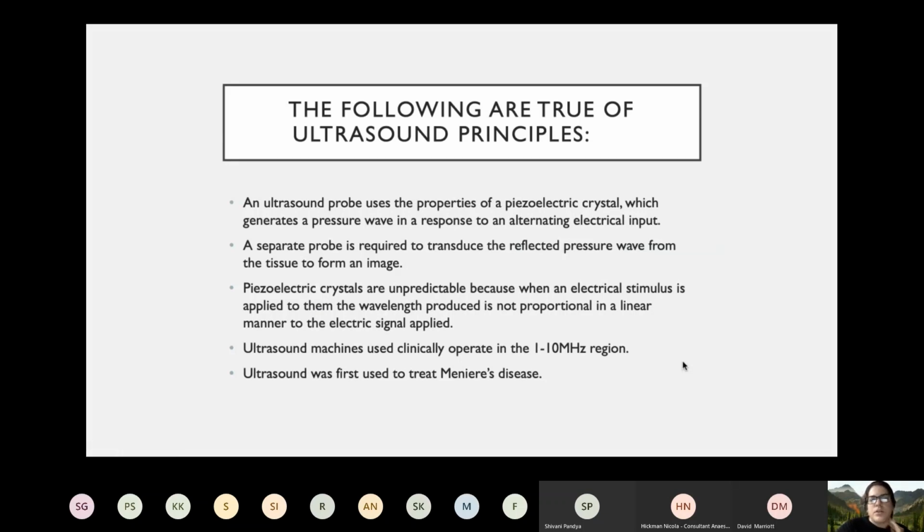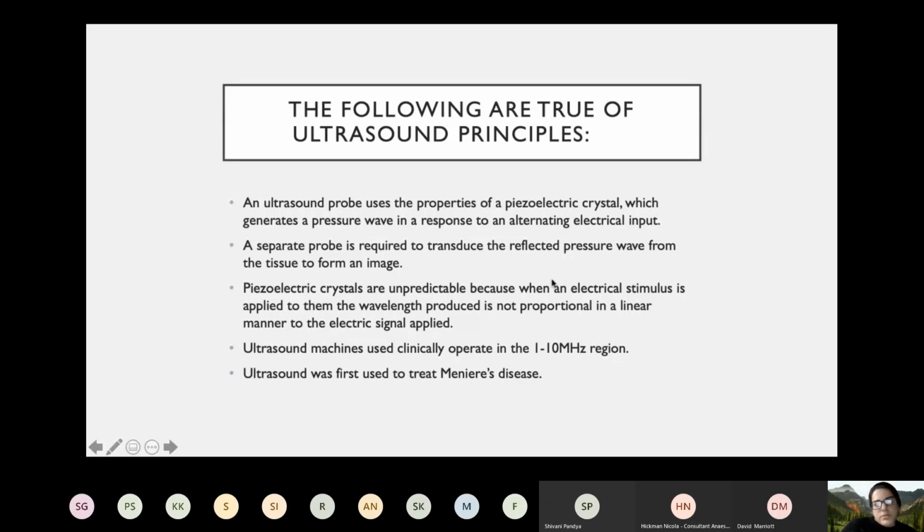An ultrasound probe uses the properties of a piezoelectric crystal, which generates a pressure wave in response to an alternating electrical input. That's true. A separate probe is required to transduce a reflected pressure wave from the tissue to form an image. That's not true. It's all in the same probe, but the one probe emits the sound wave, and it also receives the sound waves that are reflected back. So it has two functions.